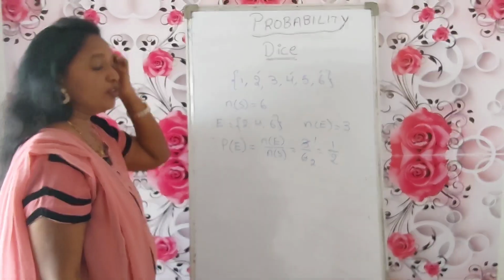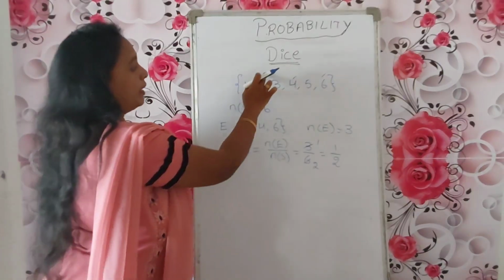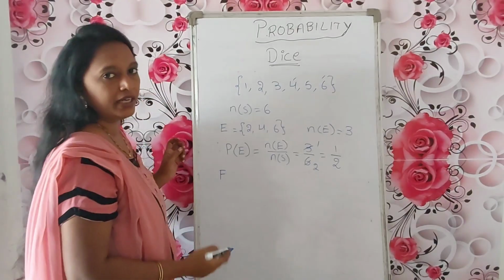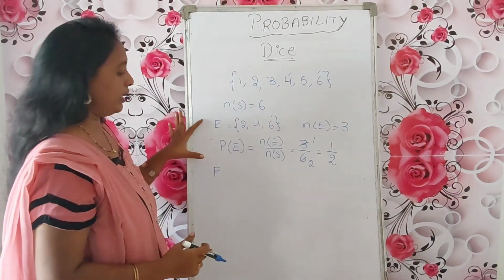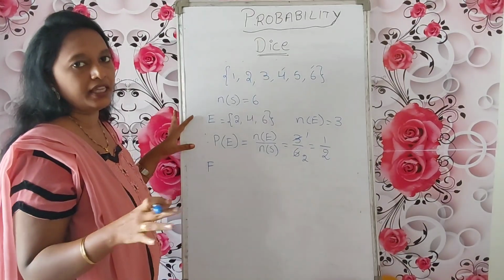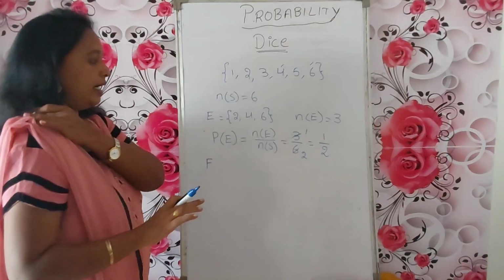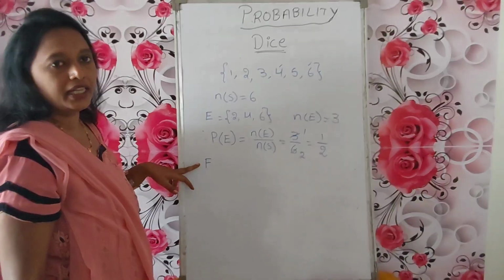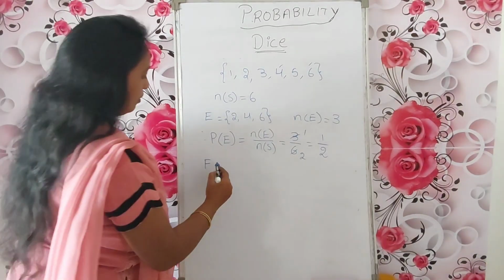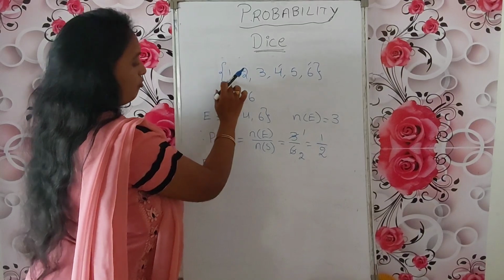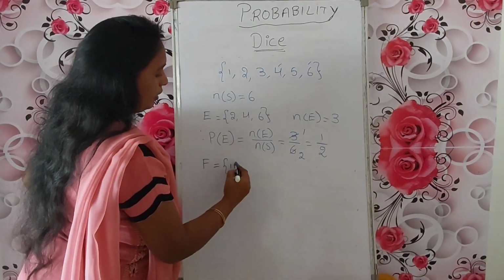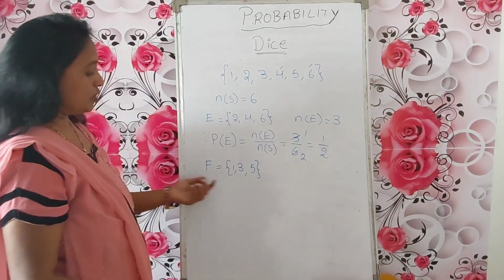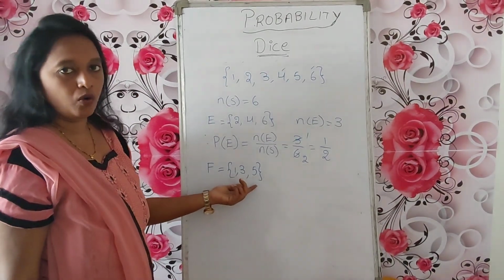Next, if they ask you what is the probability of getting an odd number? What are the odd numbers here? Now, I will consider my event as F. Here, you can take any alphabet A, B, C, D, E, F as you wish and name that event. So, now I am naming my event of getting an odd number as F. What are the odd numbers here? 1, 3, next odd number is 5. These are all favorable outcomes.